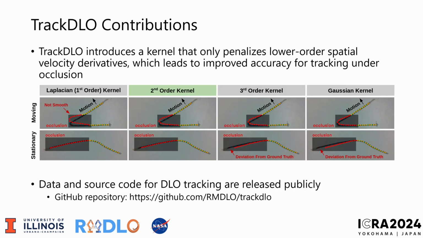cloud. TrackDLO introduces a kernel that only penalizes lower-order spatial velocity derivatives, which leads to improved accuracy for tracking under occlusion. We performed quantitative evaluations for different kernels, and then selected the one with the lowest error overall. We also released our code and data publicly on GitHub.